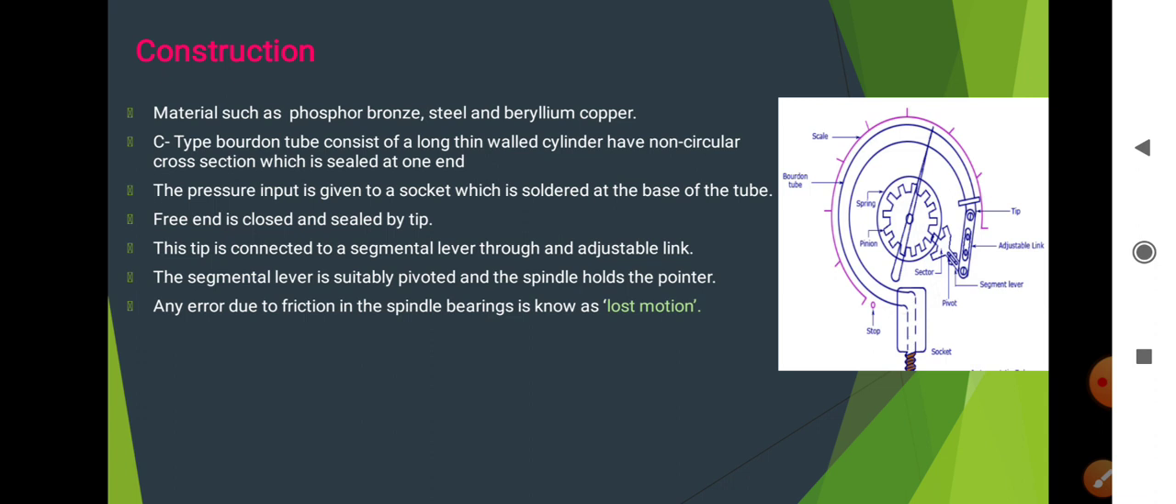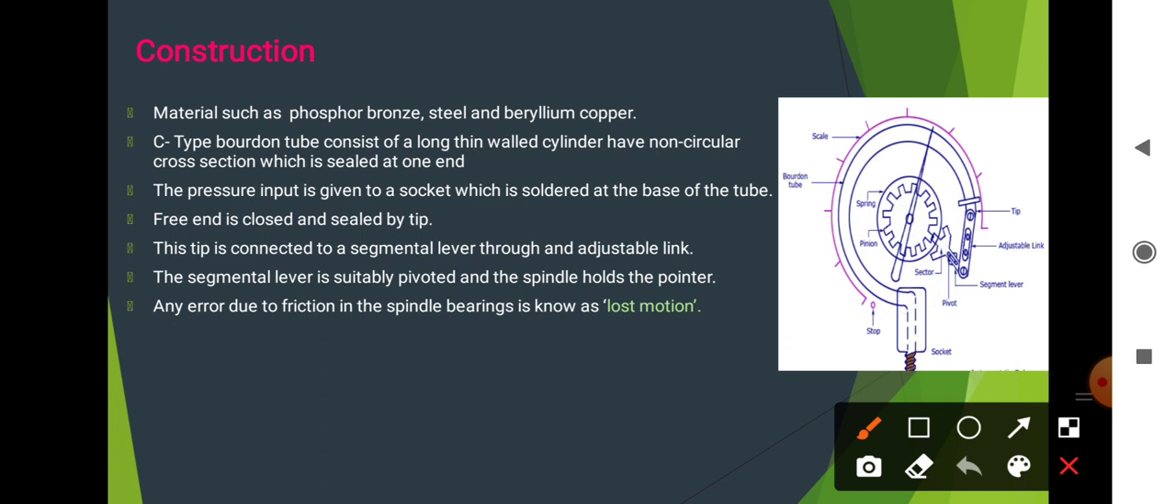Now the construction. Here we can see the basic schematic diagram of the Bourdon tube. Materials such as phosphor bronze, steel, and beryllium copper are used for construction of the Bourdon tube. Why? Because they have good elasticity, meaning they can deform easily when pressure is applied and regain their original position when pressure is removed. It consists of a long thin walled cylinder with a non-circular cross section which is sealed at one end.